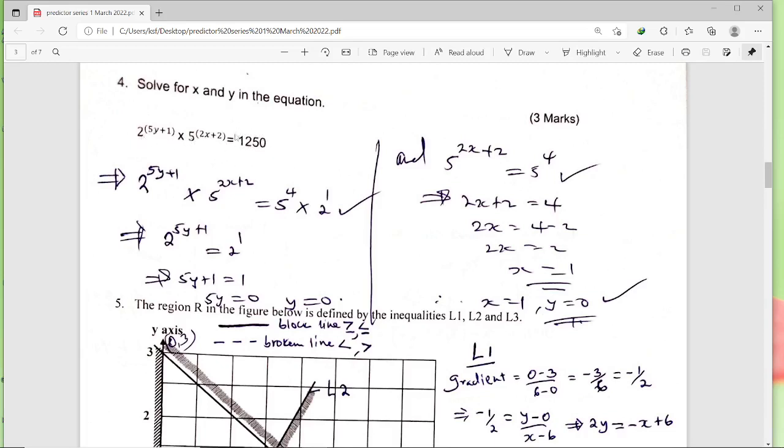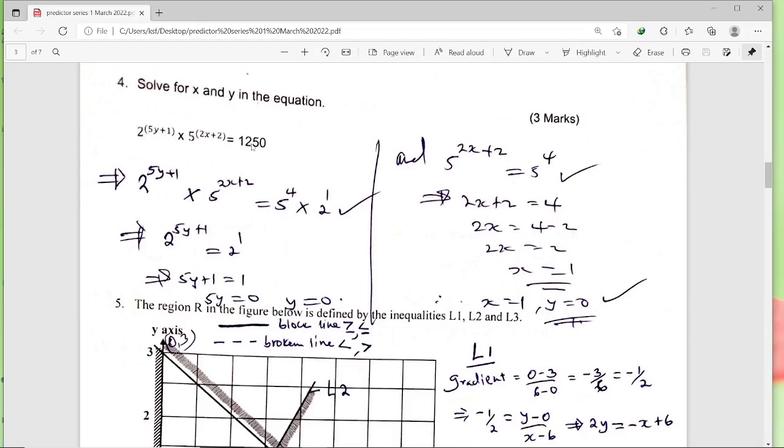And therefore, 1250, remember 5 power 4 gives you 625, and times 2 power 1, or just times 2, it gives you 1250. So that means this is 5 power 4 times 2. You express this in terms of bases of 5 and 2.